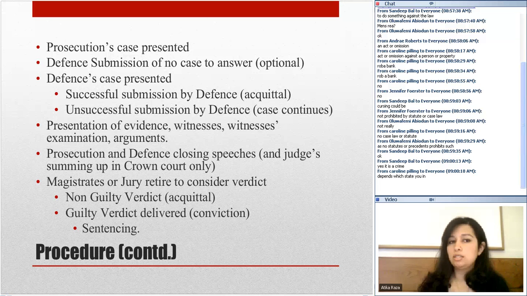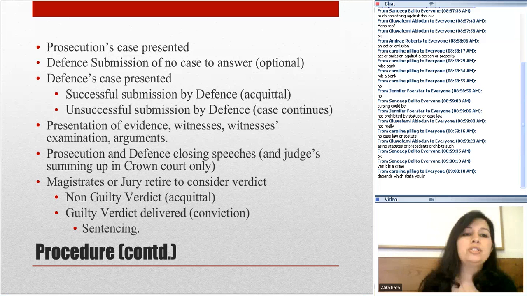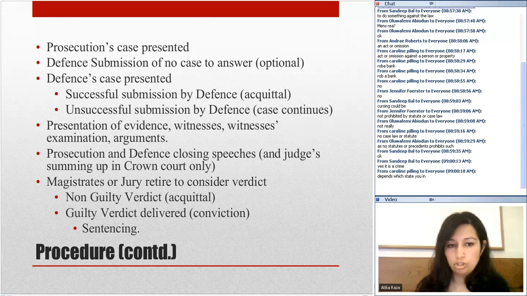It's an optional step. The defense does not have to do that, but sometimes they do, just to try and see whether they can get their client acquitted quickly. Presentation of evidence comes next, after the defense presents their case. Then you have witnesses. The judge evaluates the evidence. The jury sees the evidence. The witnesses come along and they are interviewed and examined. And then the arguments from both sides, prosecution and defense.